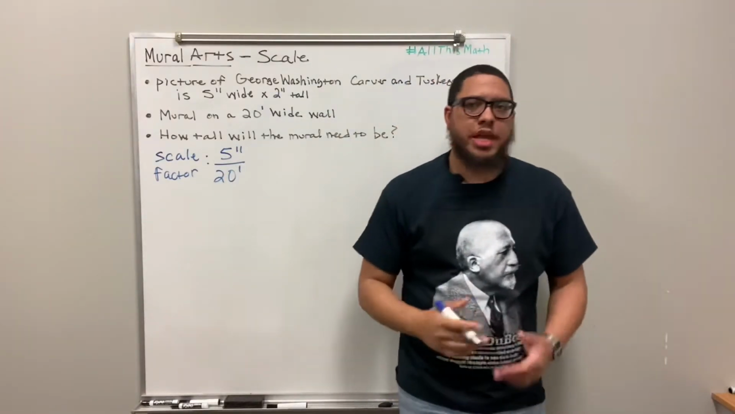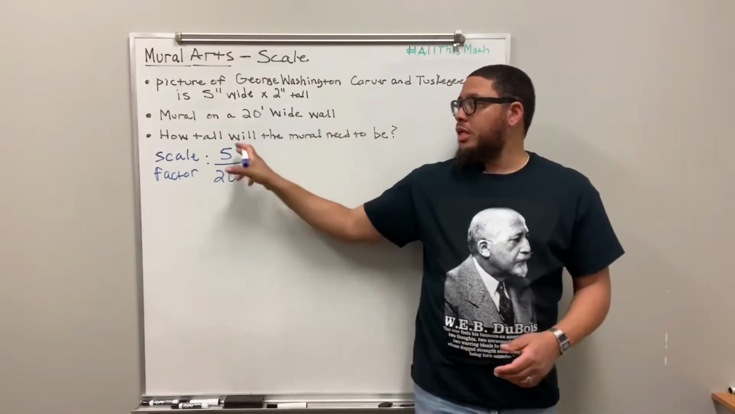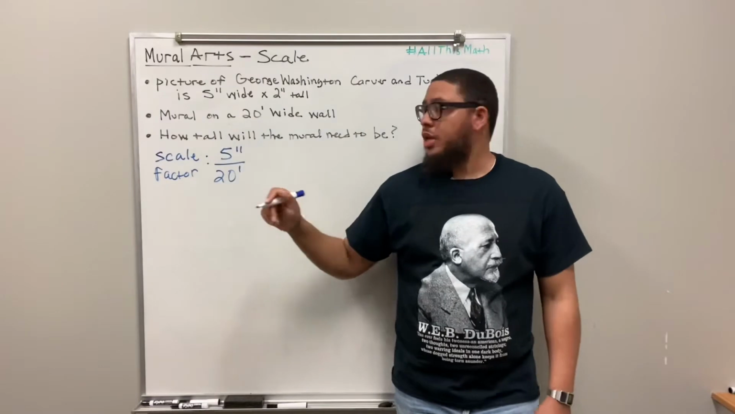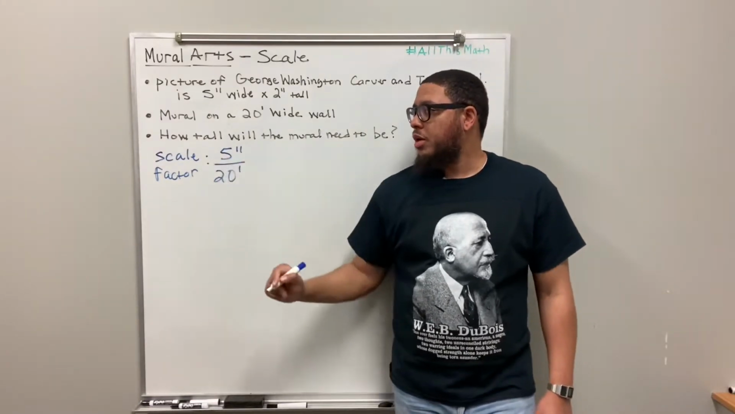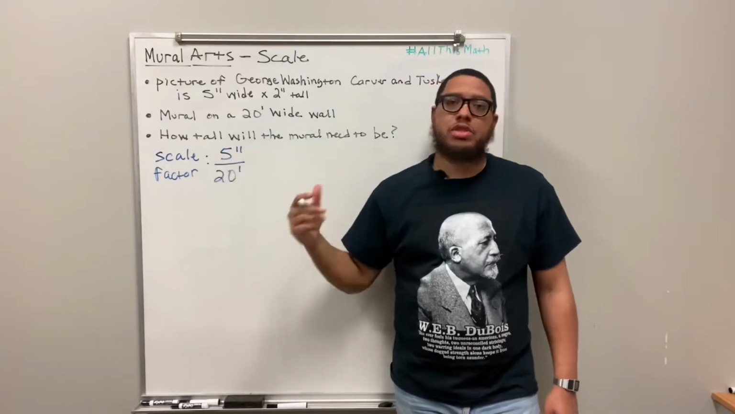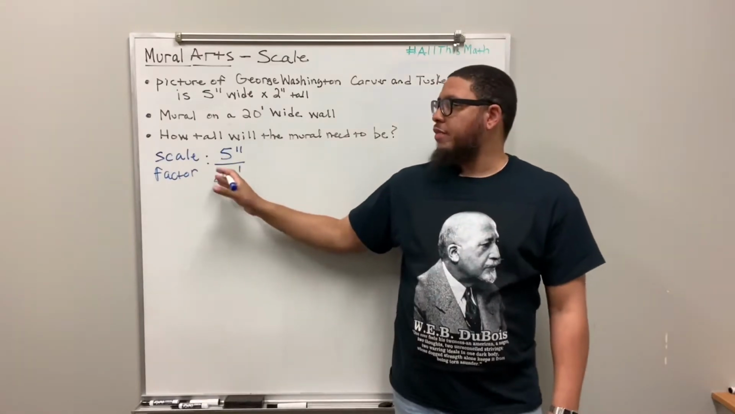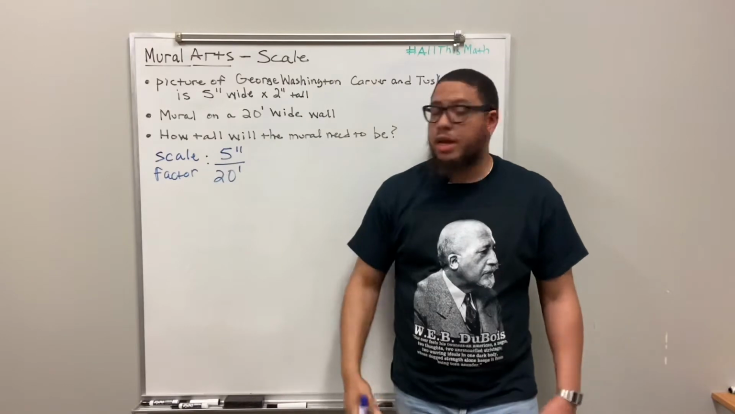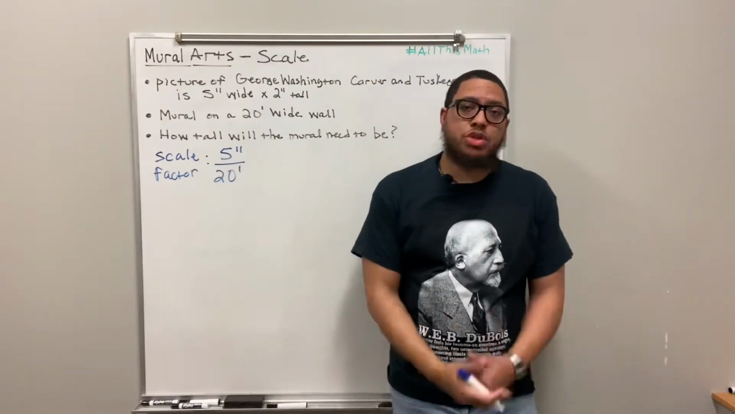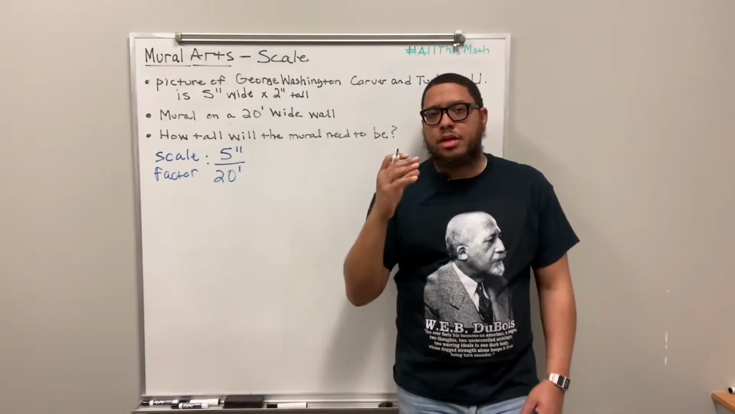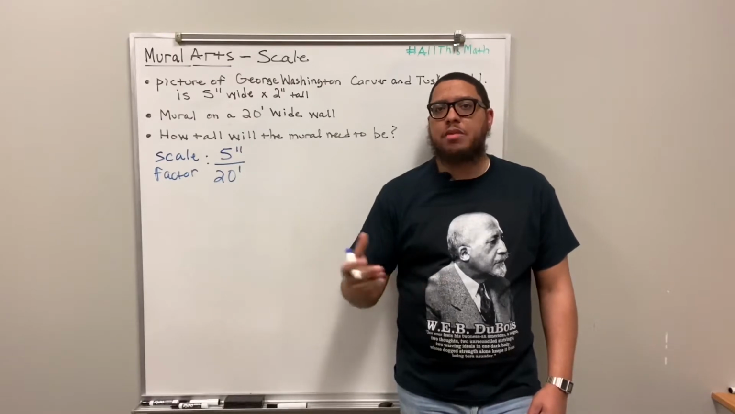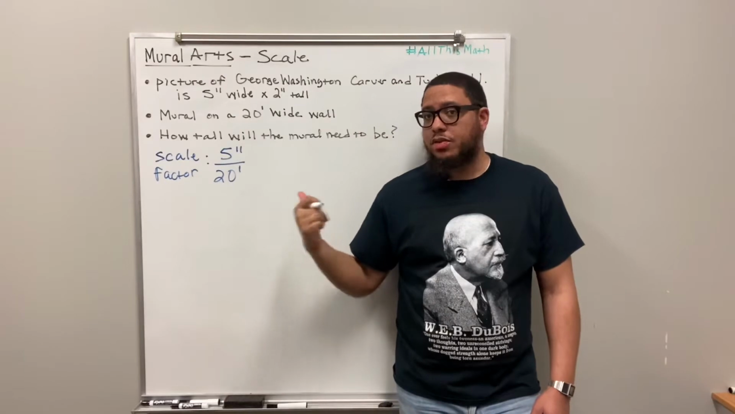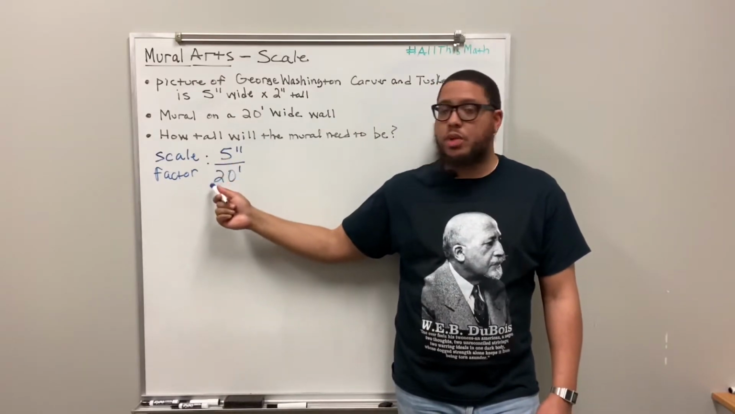But when I deal with a scale factor, I need for one of these numbers to be a 1. Usually it's going to be the smaller number. And out of 20 and 5, 5 is the smaller number. So really what I have to do is reduce this fraction. So I have 5 over 20. Now, how do you reduce fractions? You reduce fractions by finding a common factor, if there is one. In this case, there is a common factor between 5 and 20.